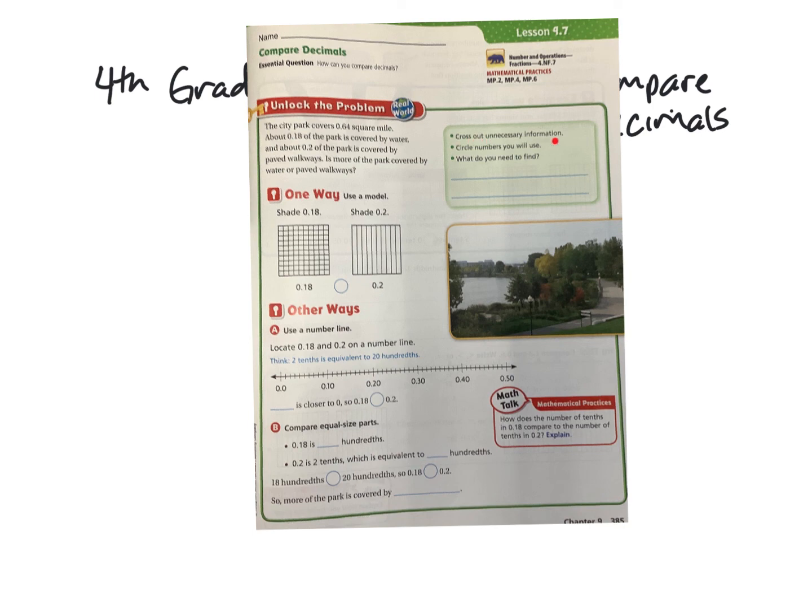So we cross out unnecessary information, which can be a helpful skill for us, so let's do that first. Since they're asking only what more of the park is covered by, I don't really need the whole size of the park because that's not part of what they're asking. Maybe if they ask me a different question later, I'll need that again. But right now they just want me to compare the part that's covered by water and the part that's covered by pathway. So I need to find which is more.